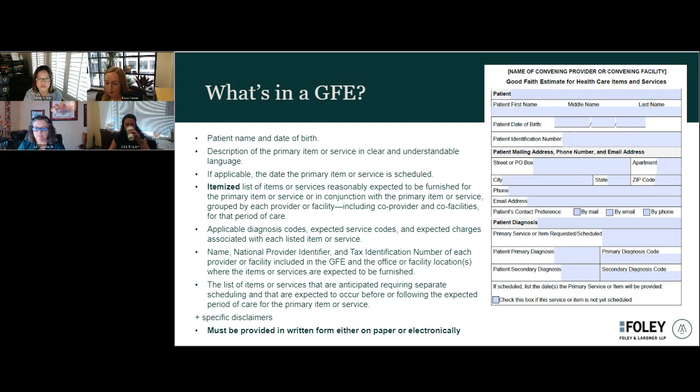Importantly, the good faith estimate must be provided in a written form, whether that's on paper or electronically. While it can be provided orally, you need to follow up with a paper or electronic form. The patient must have something documented that they can print out and read. And this must also go into the patient's medical record and be maintained in the same manner as a patient's medical record.